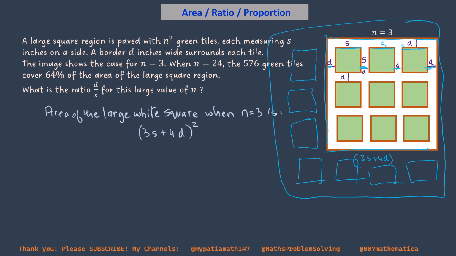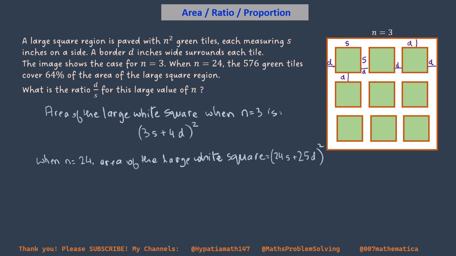So what happens is you would have increased the d count by 1, so there would be d 1, 2, 3, 4, 5. It will be 5d, and s will also increase by 1, so it will be 1, 2, 3, 4. So 4s plus 5d if n is 4. So if n is 4, you'd have the white square as 4s plus 5d, the length of the square, and the area would be the square of that. Okay, so we need to bear this in mind.